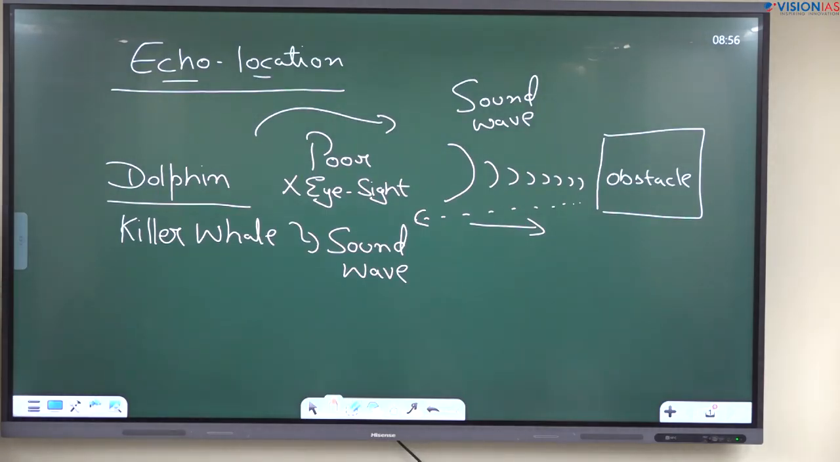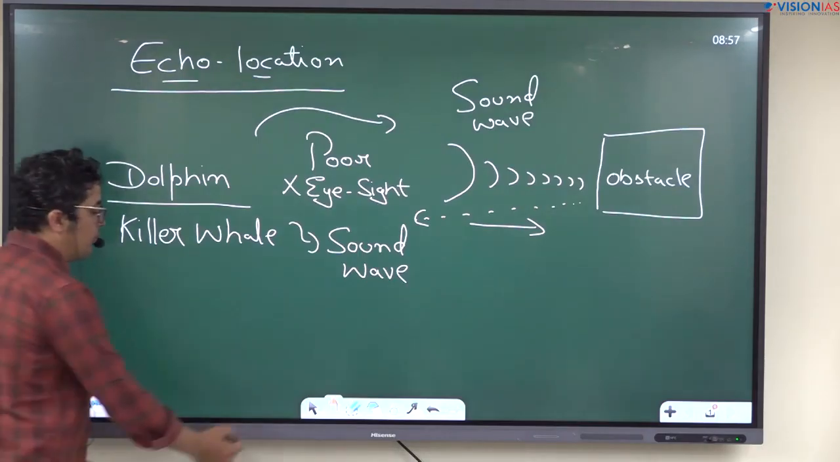Echolocation. Echo, sound, location, your position. With the help of sound, you are deciding your position. Like you do navigation by using the internet, you decide your path, where you have to go. Same way they do. This is a natural process.